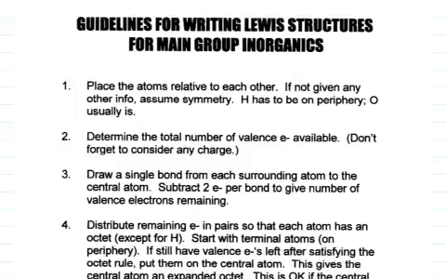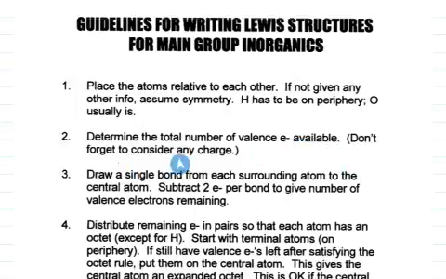Hydrogen has to be peripheral, meaning at the end, and oxygen usually is as well. Not all the time, but it usually is. Peroxide, for example, H2O2, the oxygens are in the middle. Now let's determine the total number of valence electrons available.